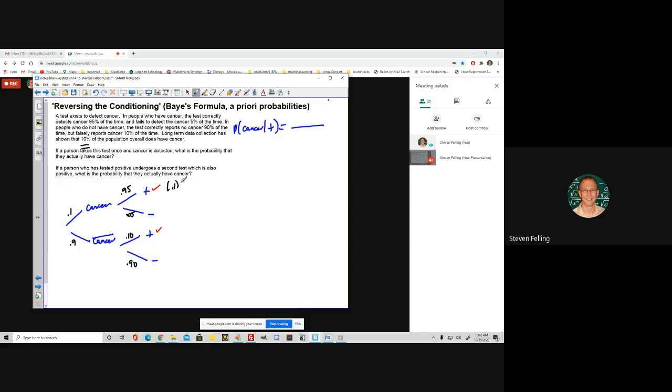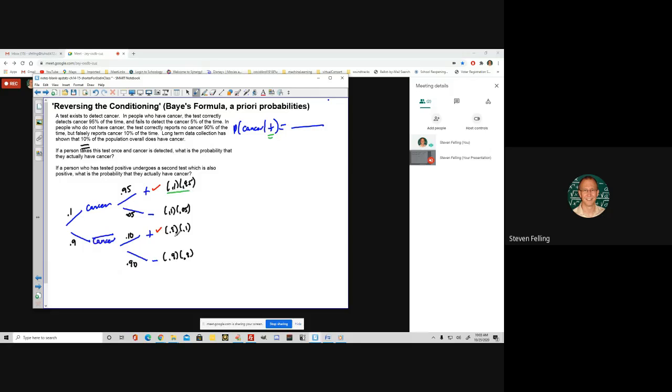This is 0.1 times 0.95. This one's 0.1 times 0.05. This one's 0.9 times 0.1. And this one's 0.9 times 0.9. I just multiplied across each of the branch paths to get here. And if you were to add all these up, they will add up to 100% because this is the complete sample space.